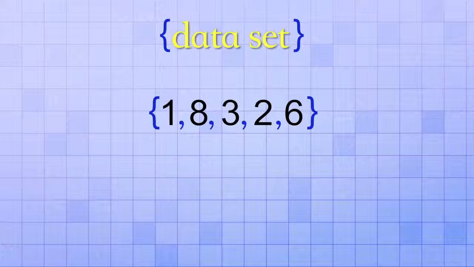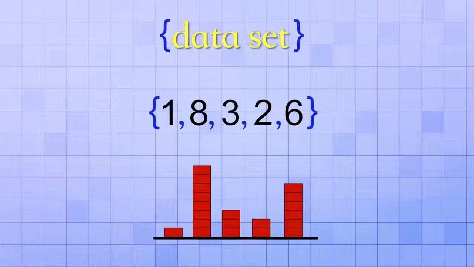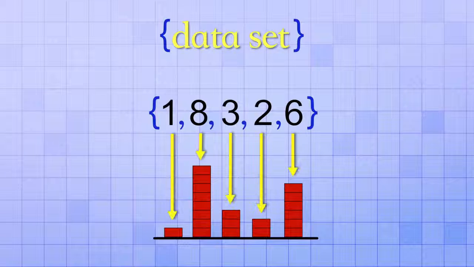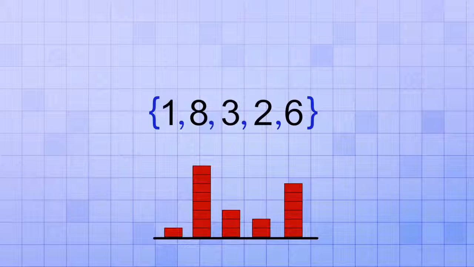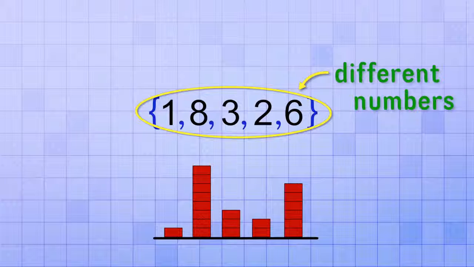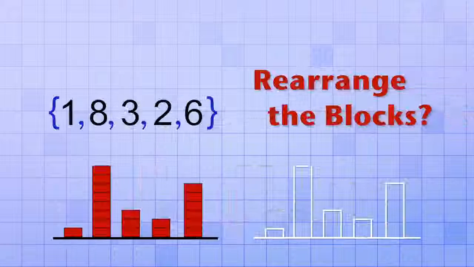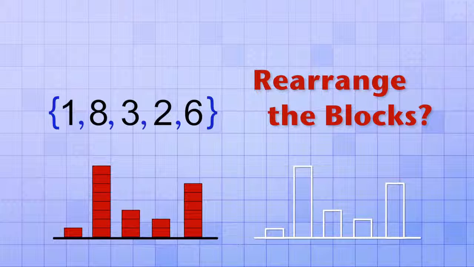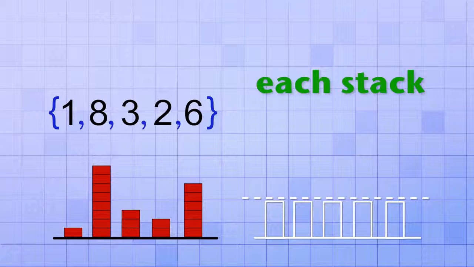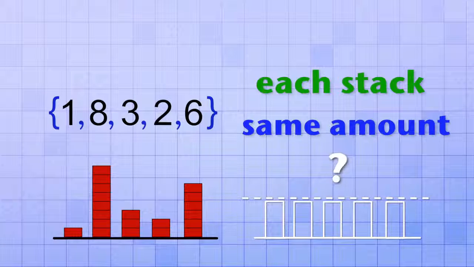As a visual aid, let's also represent those numbers with stacks of blocks whose heights correspond to their values. 1, 8, 3, 2, 6. Right now, since each of the 5 numbers is different, the stacks of blocks are all different heights. But what if we rearrange the blocks with the goal of making the stacks the same height? In other words, if each stack could have the exact same amount, what would that amount be?